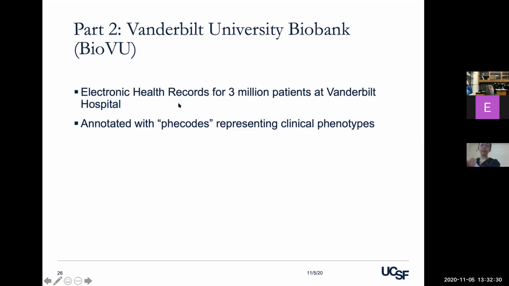These biobanks are annotated with values called phecodes, which just represent clinical traits. Phecodes are very often similar to things like ICD-10 and ICD-9 codes that you might have heard about that are used in medicine. They have their own version in their biobank called BioVU.